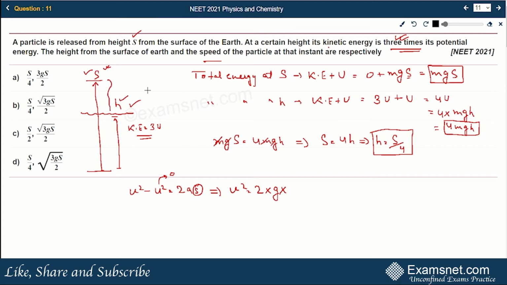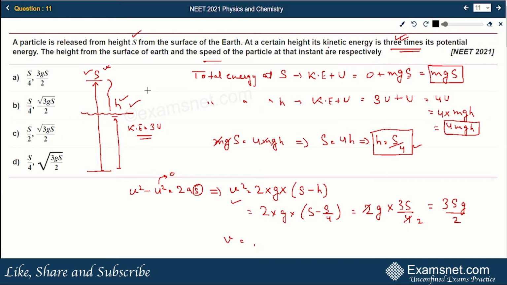Okay. So s minus h, we'll get 2 into g into s minus h, which is s divided by 4. Okay. So what do we get? 2g into 3s by 4. So here we can solve like this: 3sg by 2. Okay, so this is the expression for v square. Now if we have to find out the v, we will find out the root of this. So we can write root of 3gs divided by 2, right?